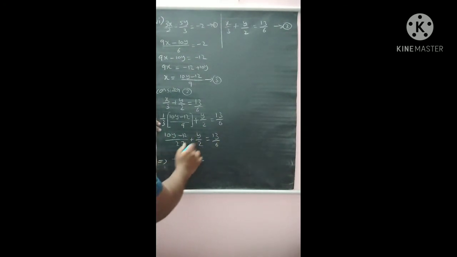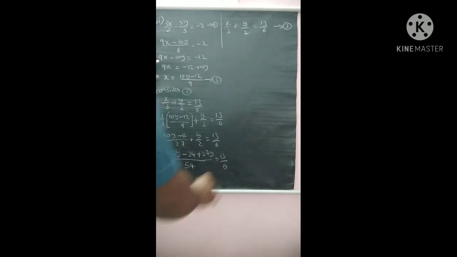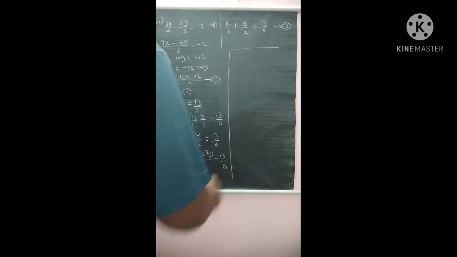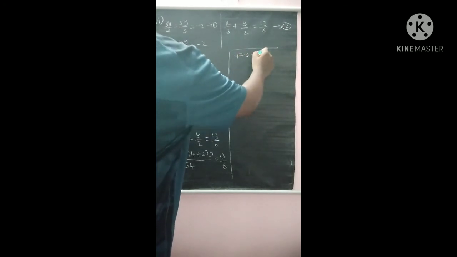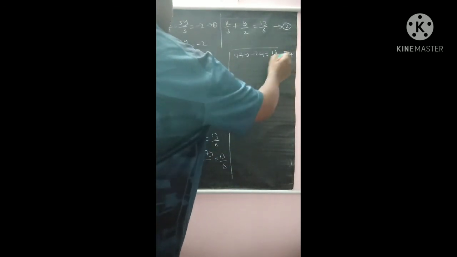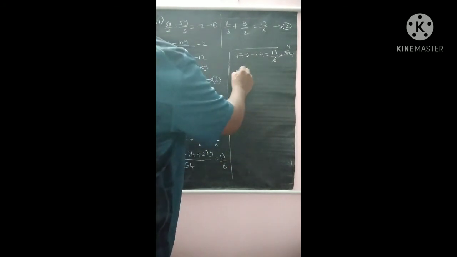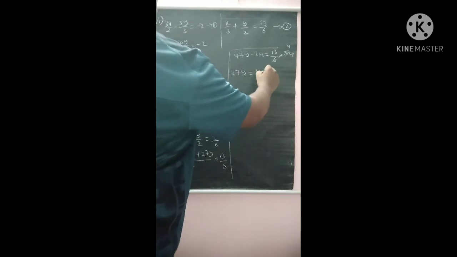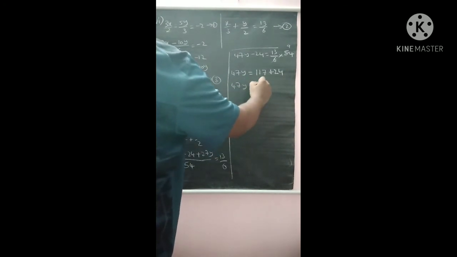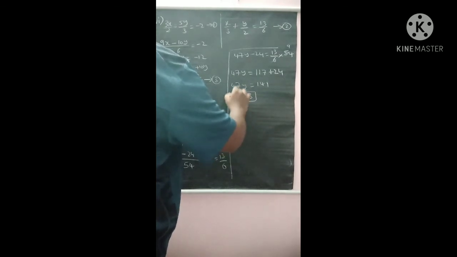So LCM for this will be 54. Cross multiplication: 20y minus 24 plus 27y equals to 13 by 6 into 54. So 47y minus 24 equals 13 by 6 into 54. 6 ones are 6, 6 nines are 54. 47y equals to 13 nines, 117 plus 24. So 141, y is equal to 3.